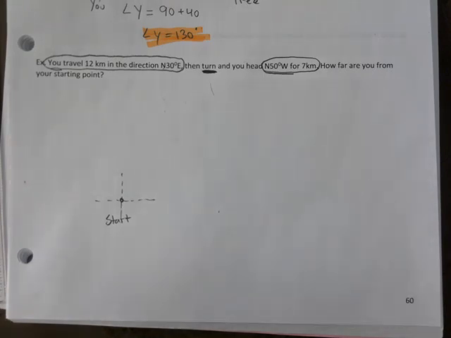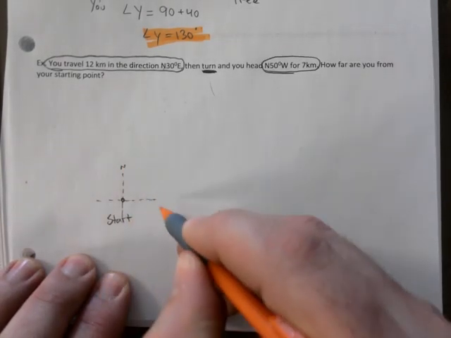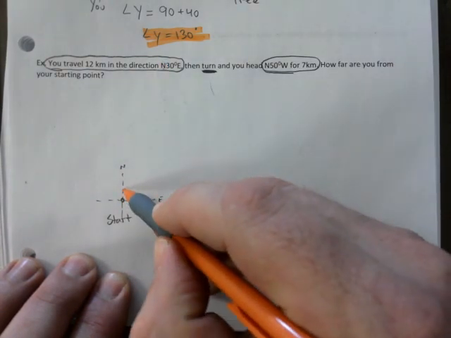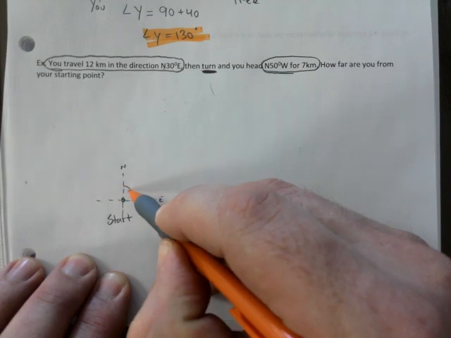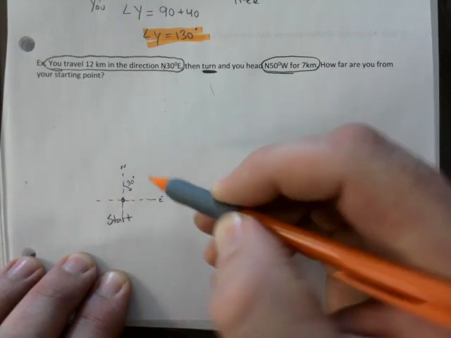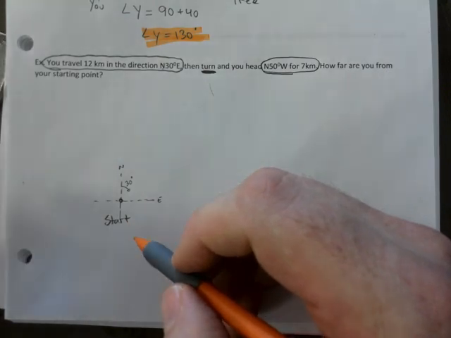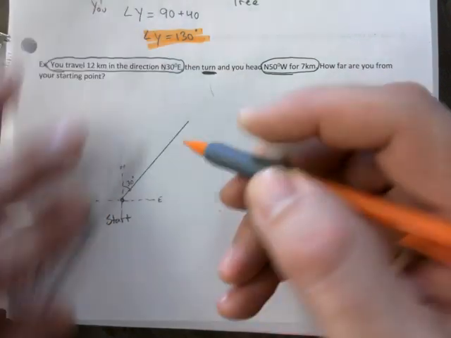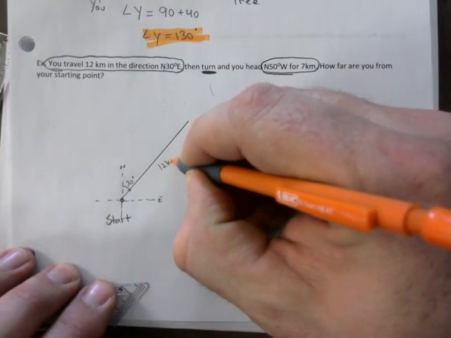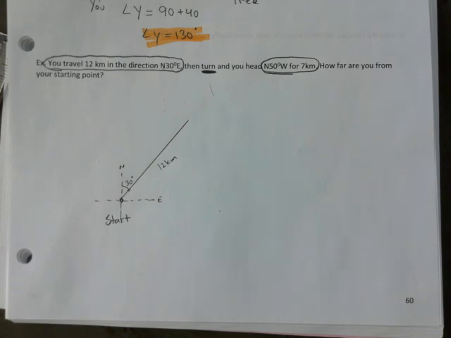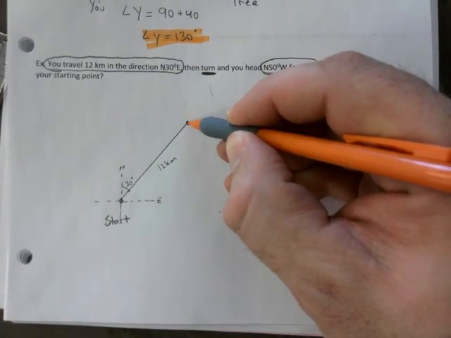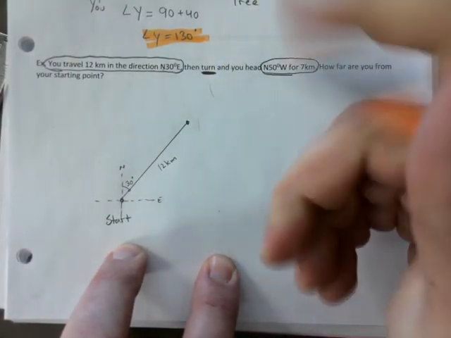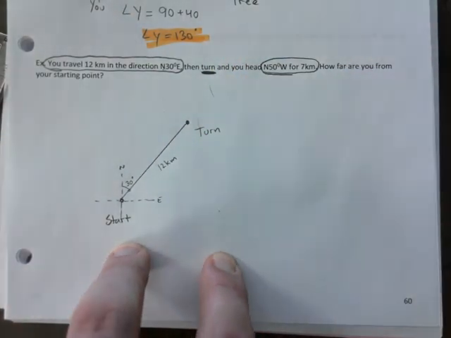Okay. So if this is north and this is east, that means that we're going north and then we're turning 30 degrees in this case, 30 degrees that way. And we're headed 12 kilometers in that direction. And at this point here, make a dot because you're turning here. Let me label that turn like that.